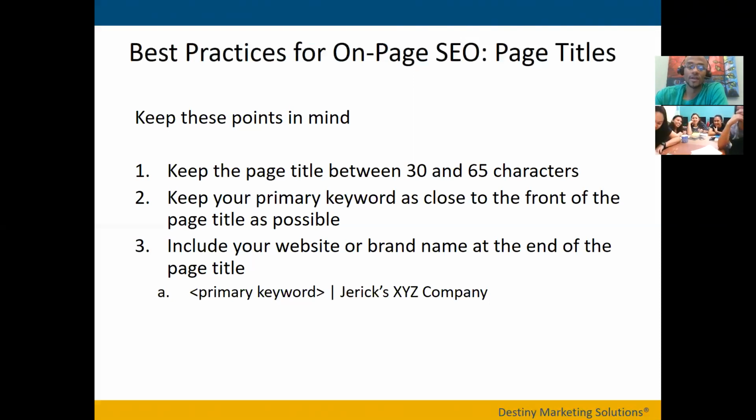So photography. Let's say your primary keyword was photography lessons for beginners. You would put that here in front of the pipe symbol. And then at the latter half, we'll just pretend this is your photography company, Jarek's Photography Company. That will be at the end of your page title. You want to keep that consistent, your brand, your company name, at the end of every page title on your website.